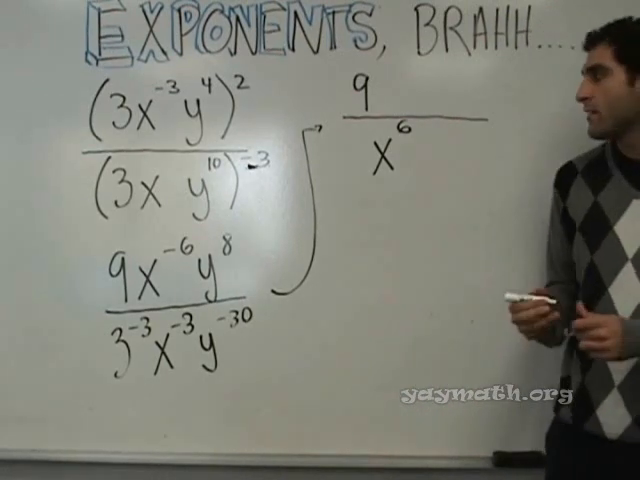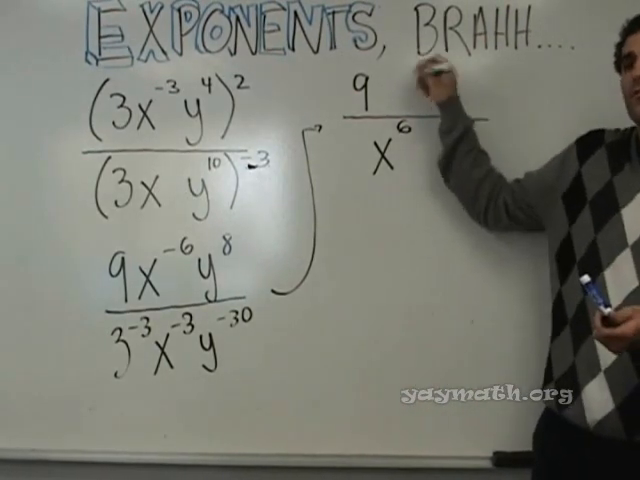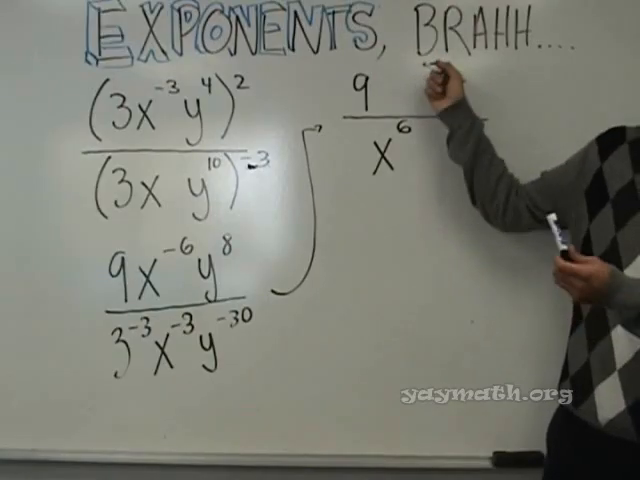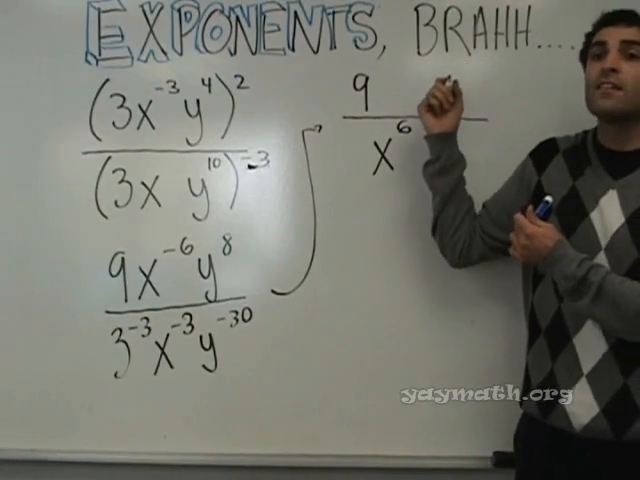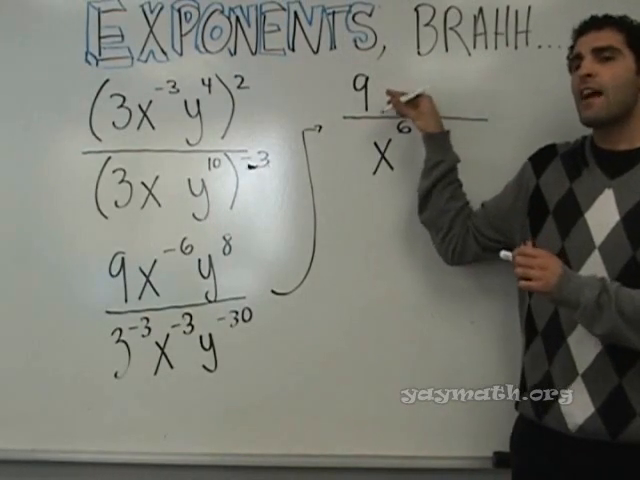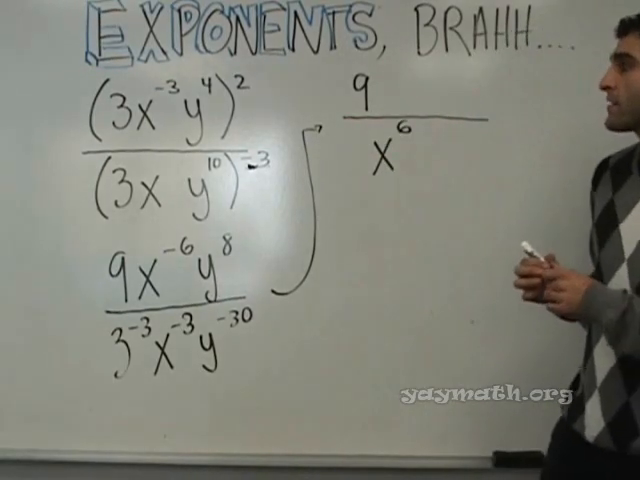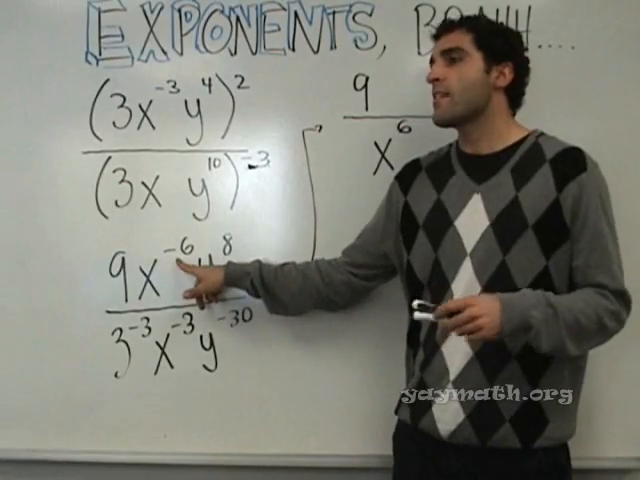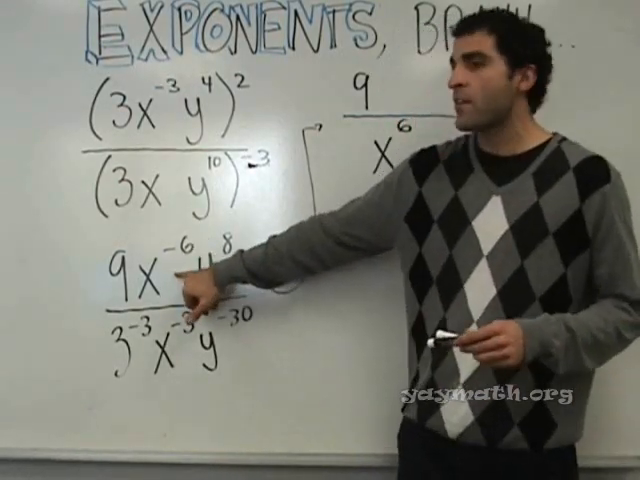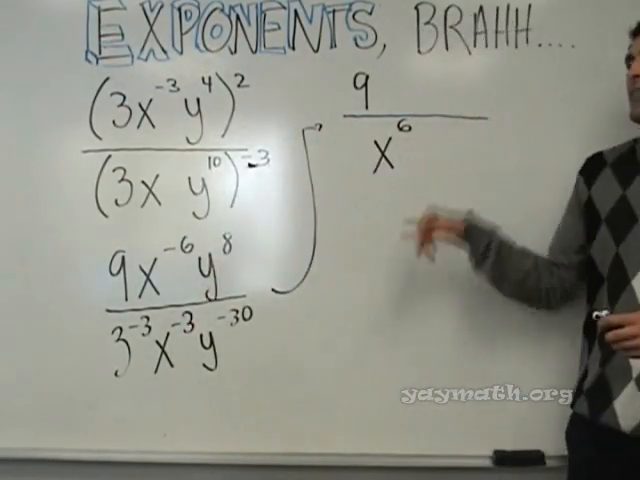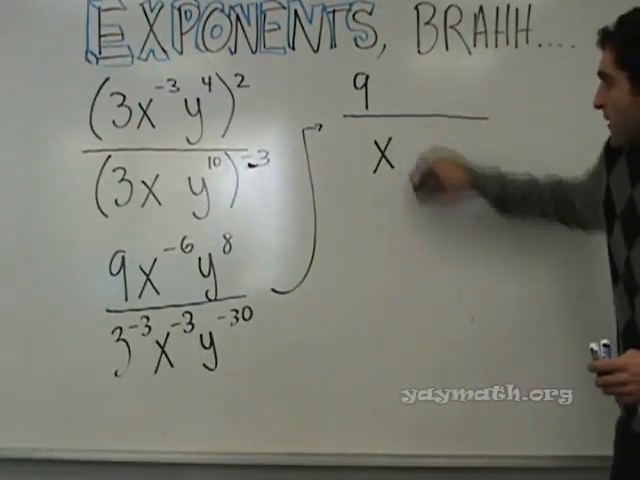If we put a 1 here, we don't need it in this case because there's already a 9. If there was nothing left on the top, we would put a 1. Why do you put it on the bottom? Because the rule for negative exponents is that if you have a negative exponent on the top, it moves to the bottom and becomes a positive exponent.